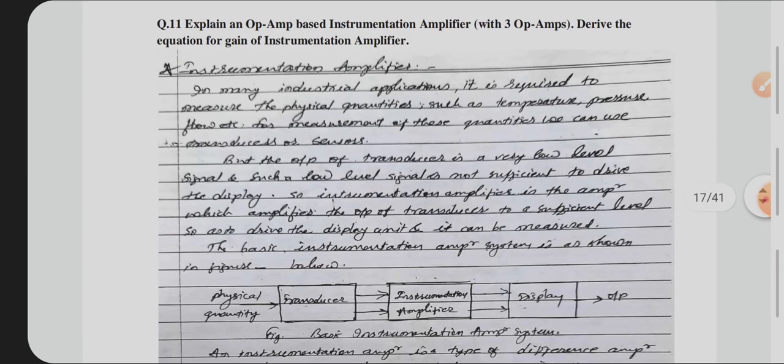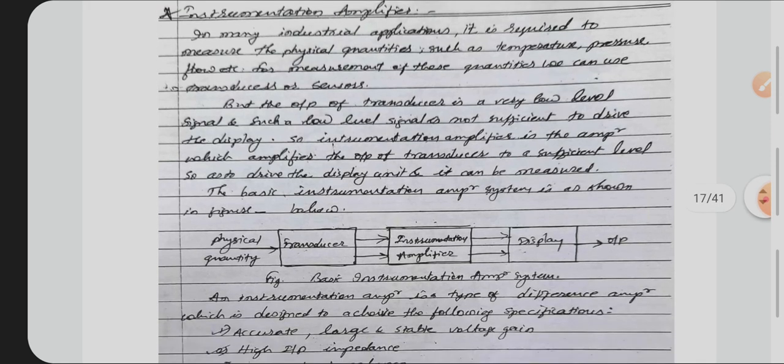Now this is the next important question as per exam point of view, instrumentation amplifier. So the question might be like this: explain an operational amplifier based instrumentation amplifier with 3 op amp configurations. Derive the equation for gain of instrumentation amplifier. Okay, so first of all we will see what is the need of instrumentation amplifier.